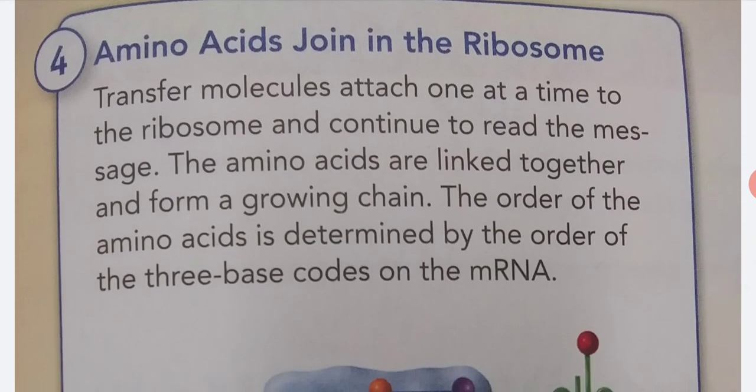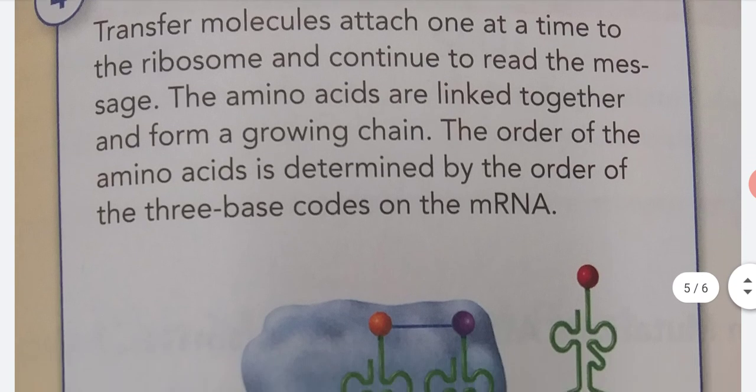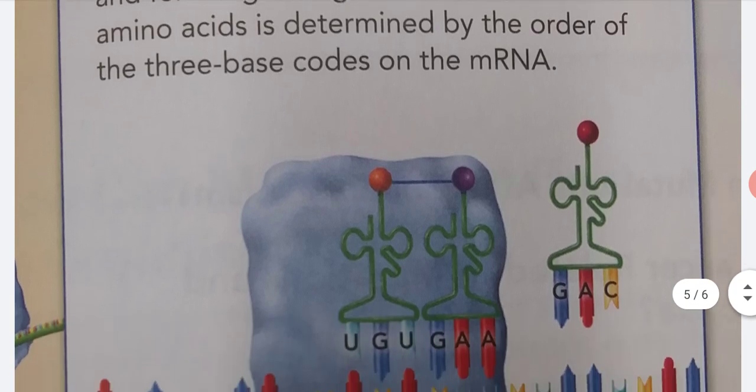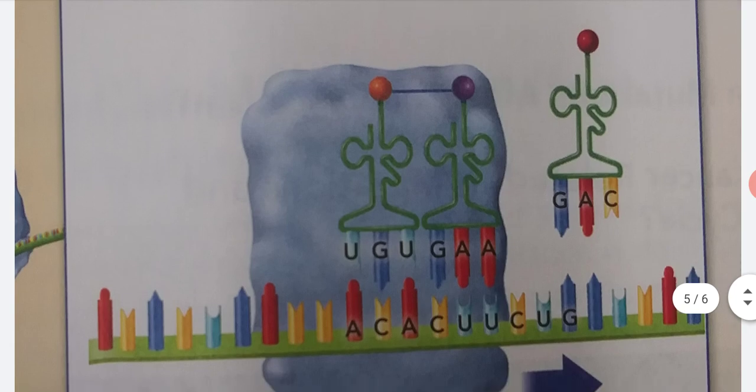Amino acids join in the ribosome. Transfer molecules attach one at a time to the ribosomes and continue to read the message. The amino acids are linked together and form a growing chain. The order of the amino acids is determined by the order of the three base codes on the mRNA.